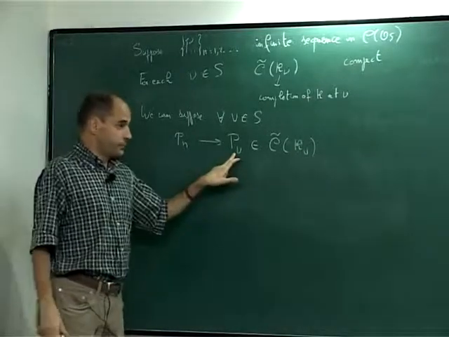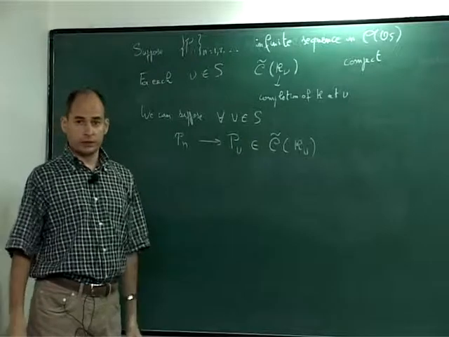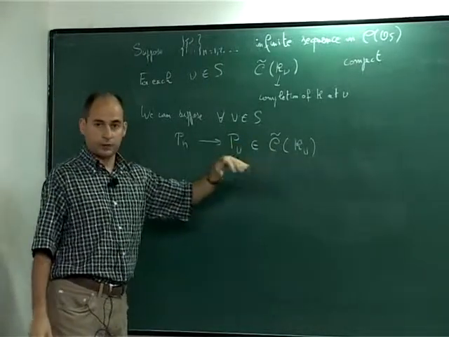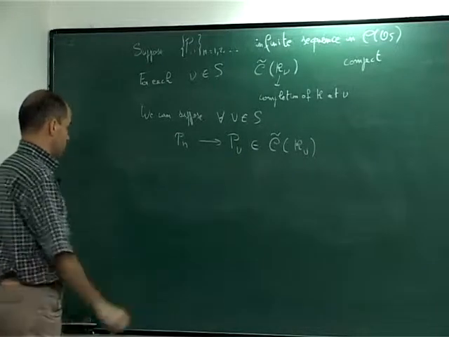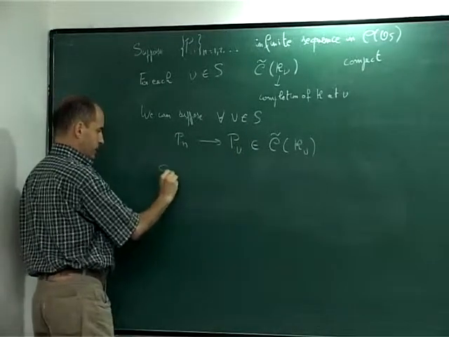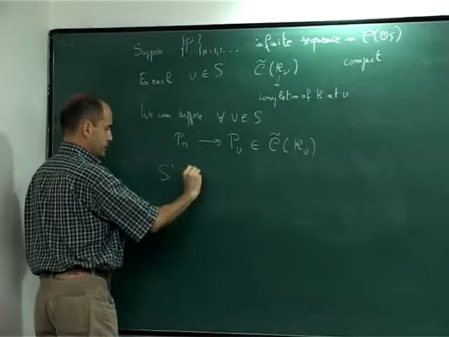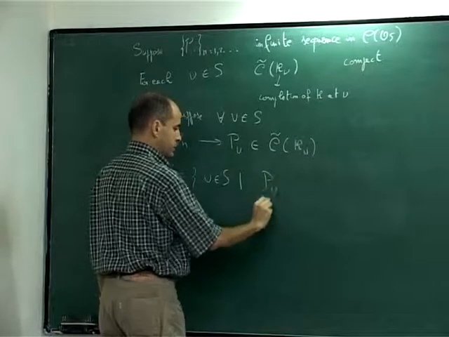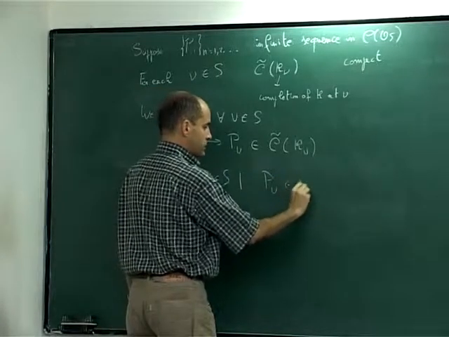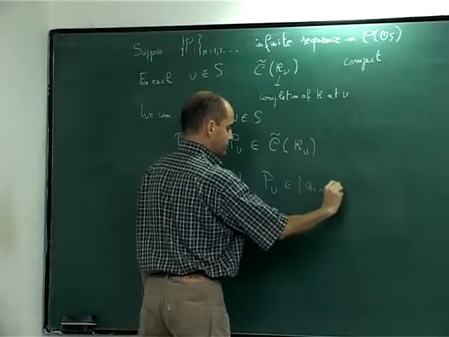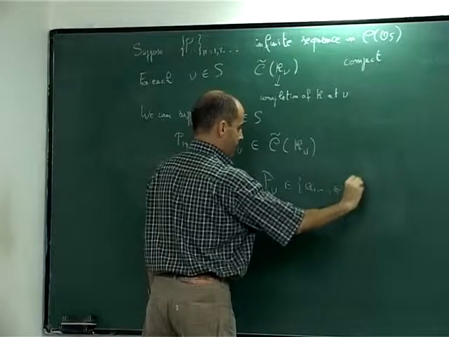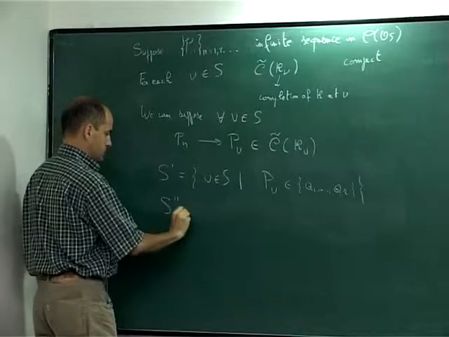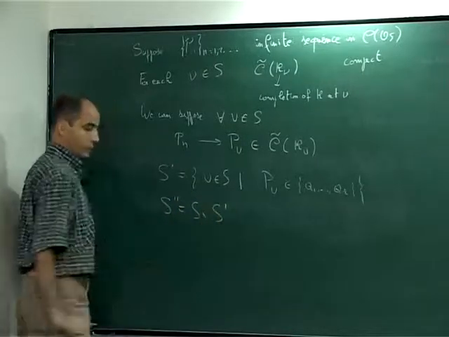And this point may be one of the points at infinity, or maybe a point at the finite part of the curve. So we let S prime be the set of nu in S such that P_nu is one of the points at infinity. And S second, its complement.